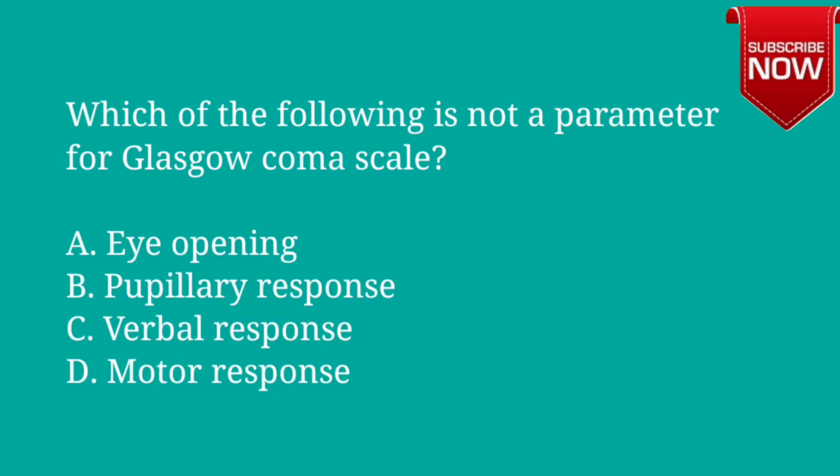Which of the following is not a parameter for Glasgow Coma Scale? Option A, eye opening, option B, pupillary response, option C, verbal response, option D, motor response. The answer is option B, pupillary response.